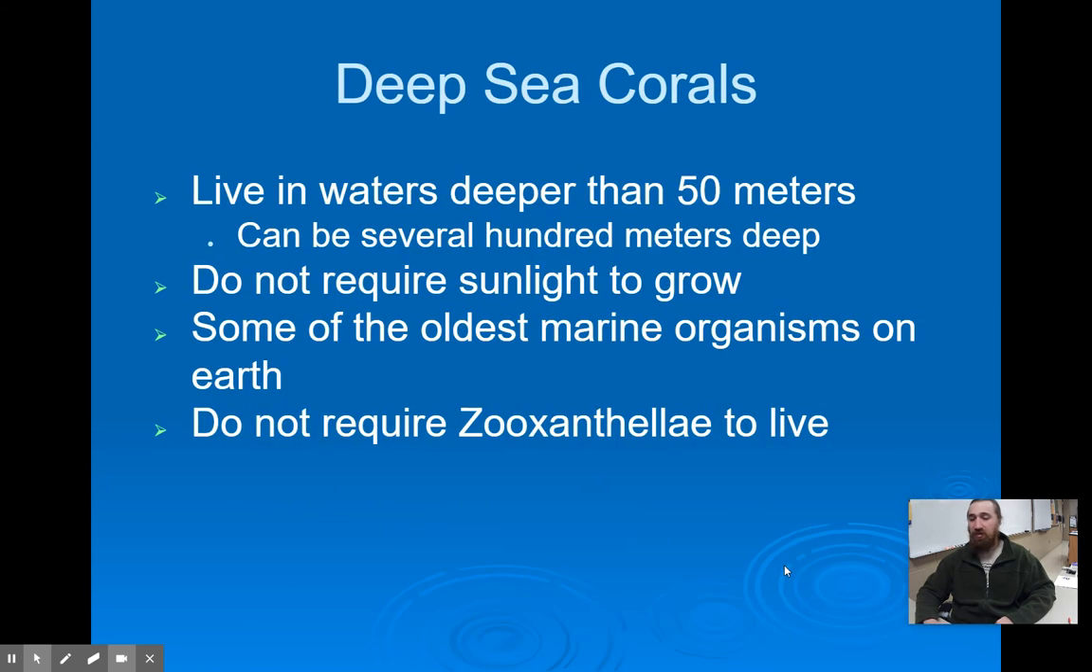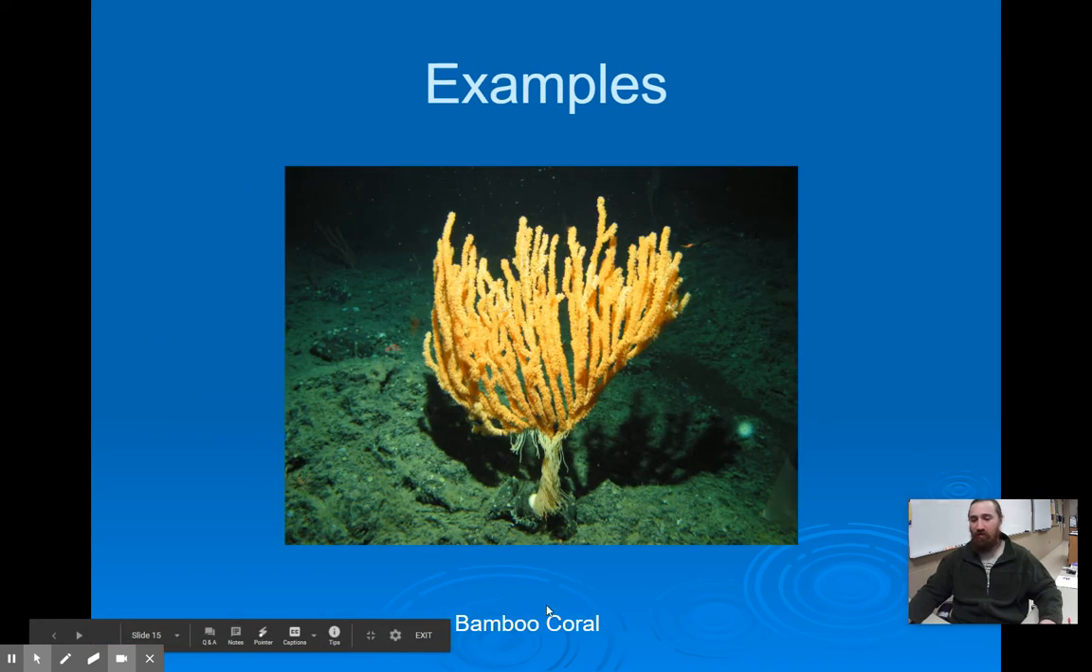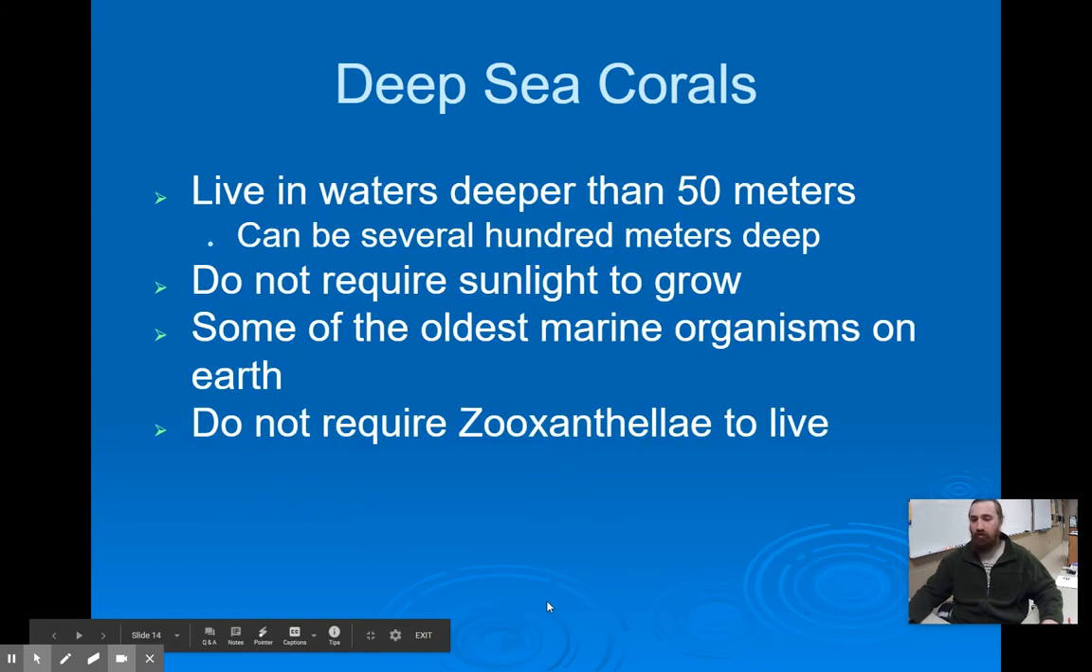So the next one is called deep sea corals. These live in waters typically deeper than 50 meters, but they can be found several hundred meters deep. They do not require sunlight to grow, so there's no photosynthesis, and they're actually known as some of the oldest marine organisms on Earth. And since they don't have sunlight, there's no requirement for those zooxanthellae algae.